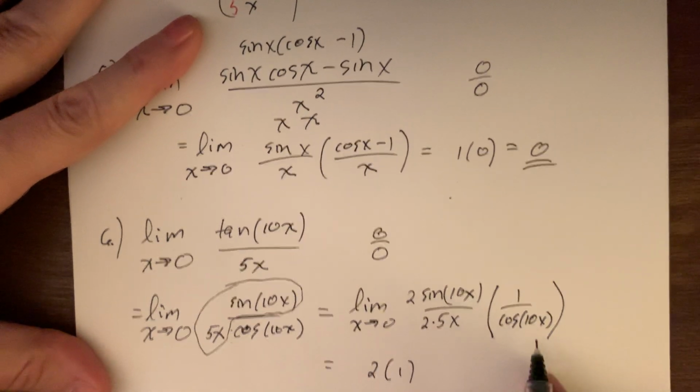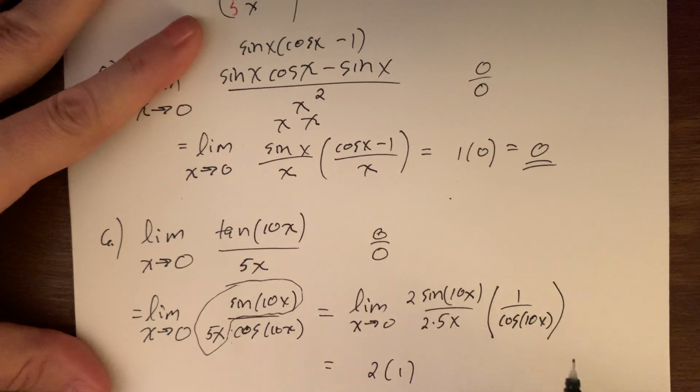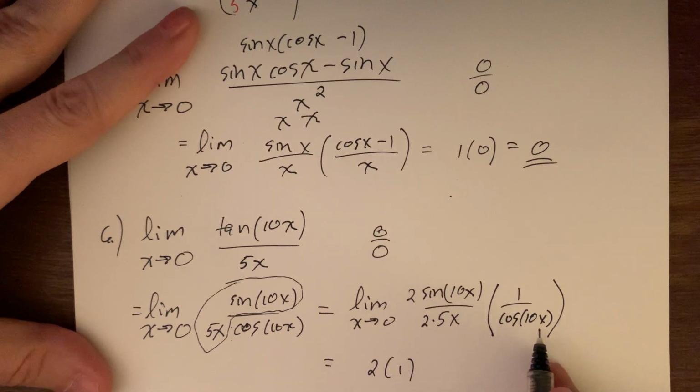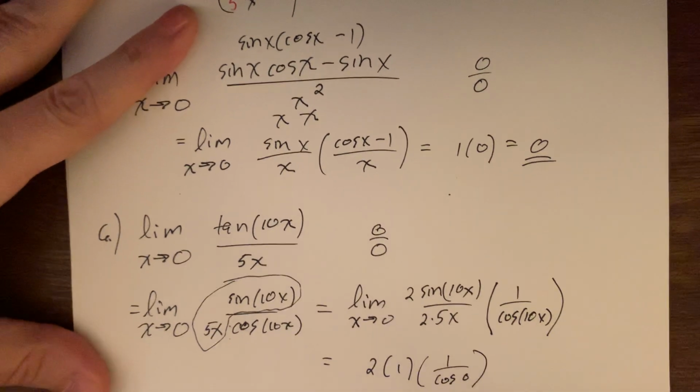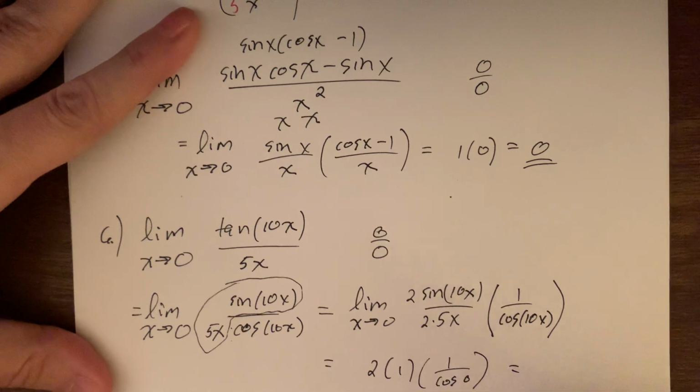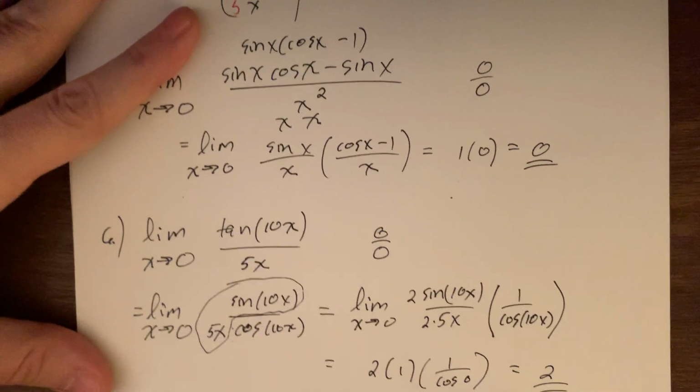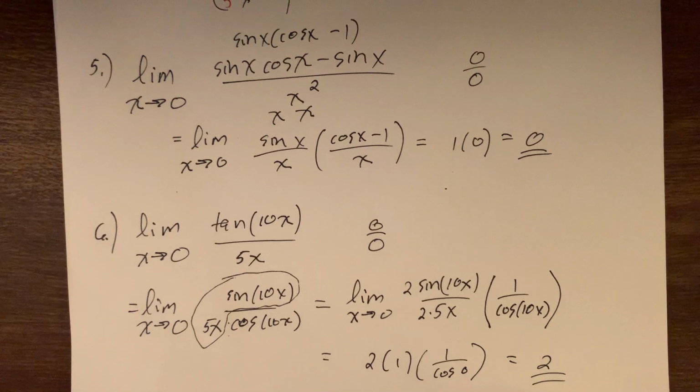But don't forget about this. And don't say the answer is 2 over cosine of 10x. What do you do with this? You still have to plug in. So you get 1 over cosine of 0. Cosine of 0 is 1. So 2 times 1 times 1 over 1. This would have a final answer of 2.